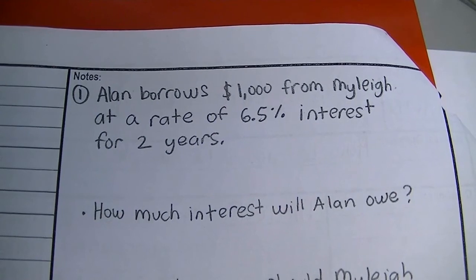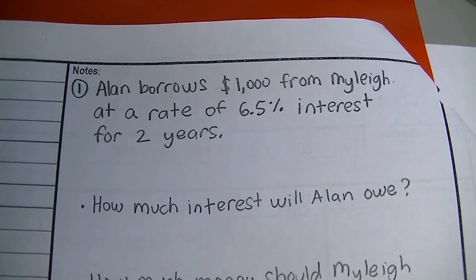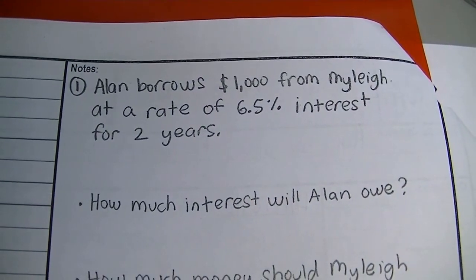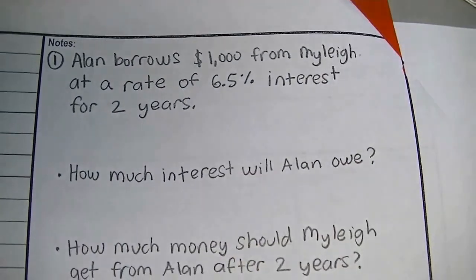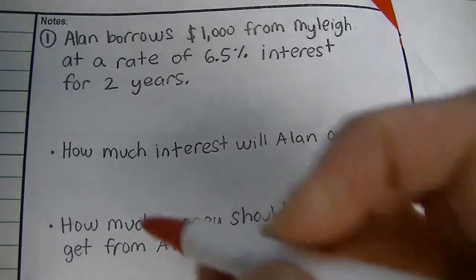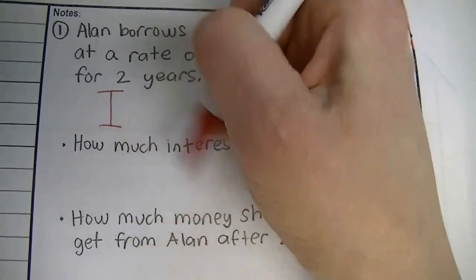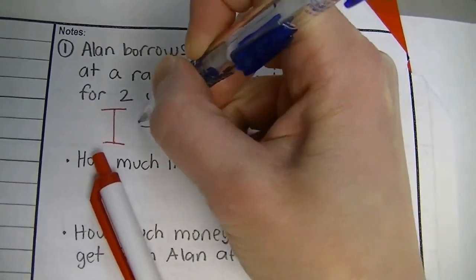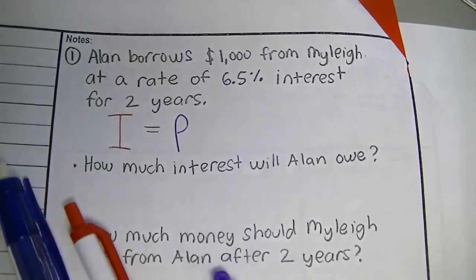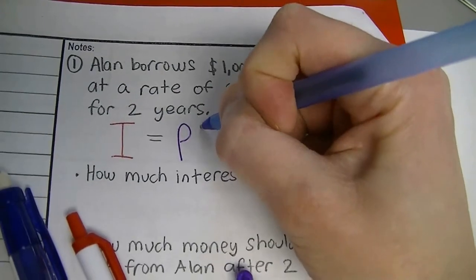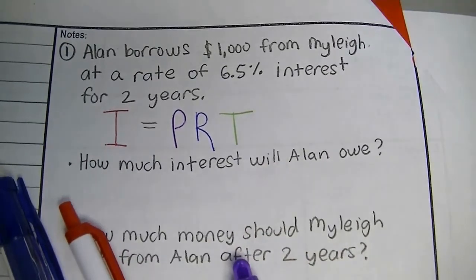Number 1 says, Alan borrows $1,000 from Miley at a rate of 6 5/10% interest for 2 years. How much interest will Alan owe? So what I want to do is start off by writing down that formula. I'm going to write it nice and big up here so I can see it. So interest is equal to principal times that rate, written as a decimal, times the time in years.